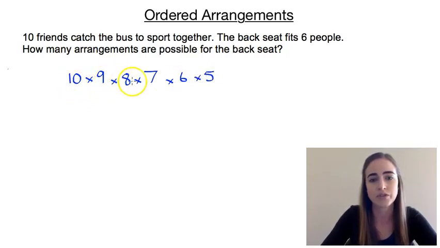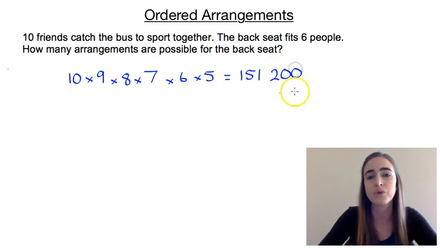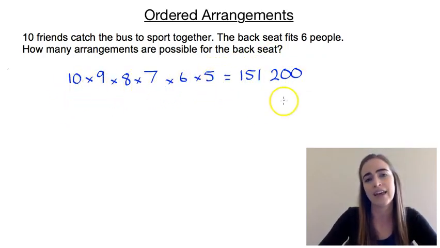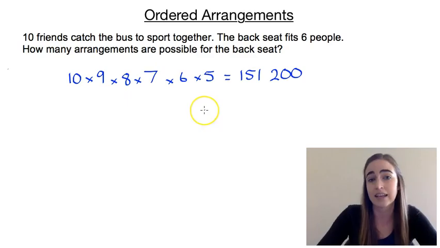So we've got those 6 seats picked. And if we multiply all of those together, we'd end up with 151,200 possible combinations for how those 10 friends can sit on those 6 seats. So this is sort of starting to look like a factorial, but we don't have that end bit on there. It stops at 5 instead of going all the way down to 1. So we can just write this out like this, and that's fine.